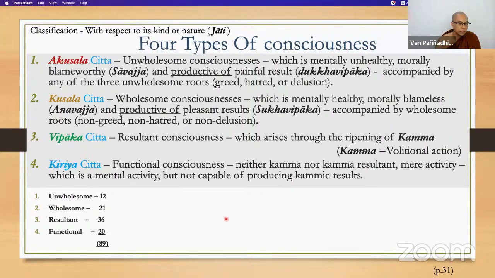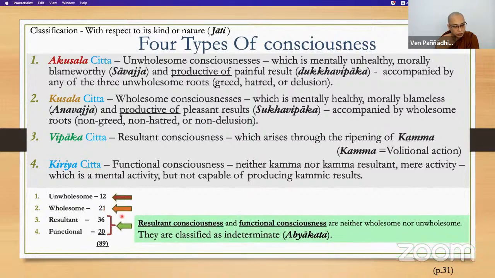Then if we count according to the Abhidhammattha Sangaha explanation, unwholesome consciousness 12. Wholesome consciousness 21. Resultant consciousness 36, altogether 36. And functional consciousness 20. This is how we can classify the 89 consciousness into 4 types according to jati. And the unwholesome consciousness 12 and the wholesome consciousness 21, we can say they are karma, wholesome and unwholesome, if we set aside the supramundane ones from karma.